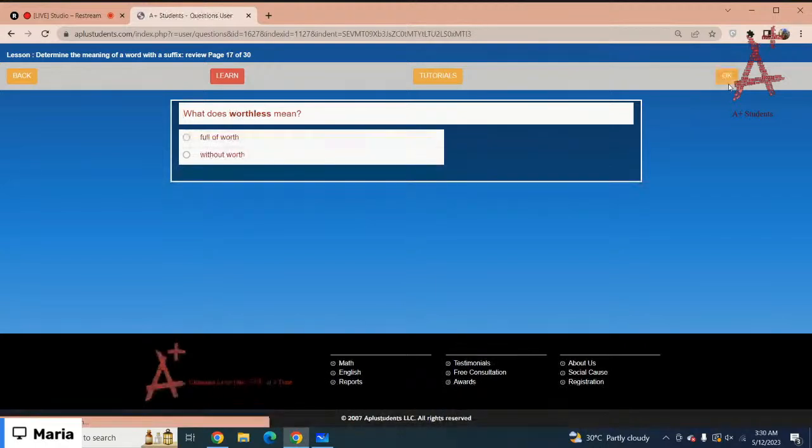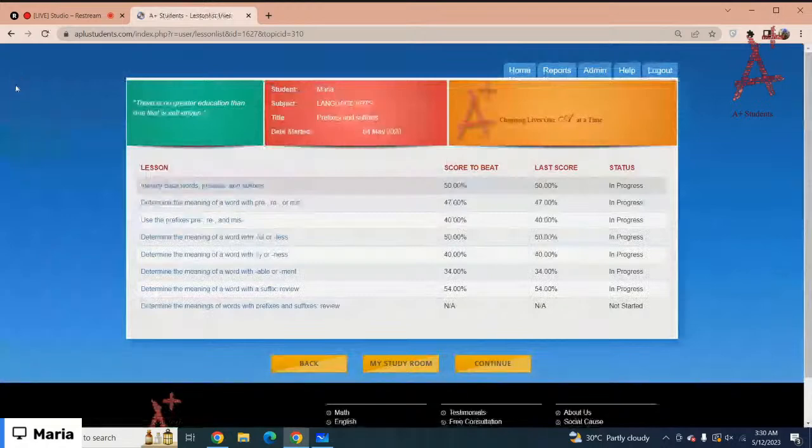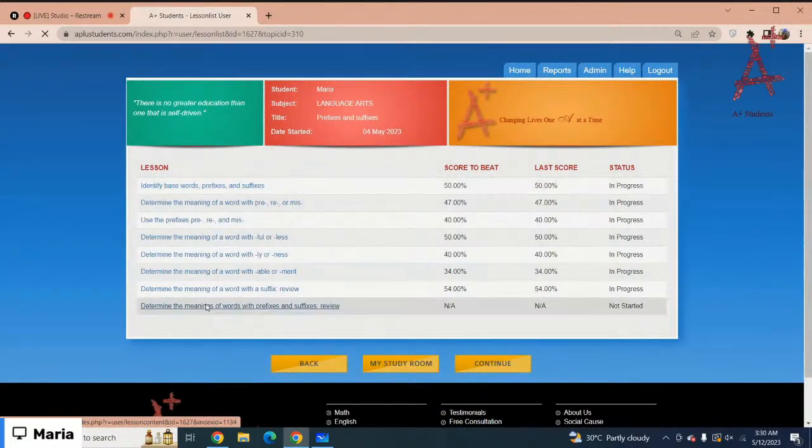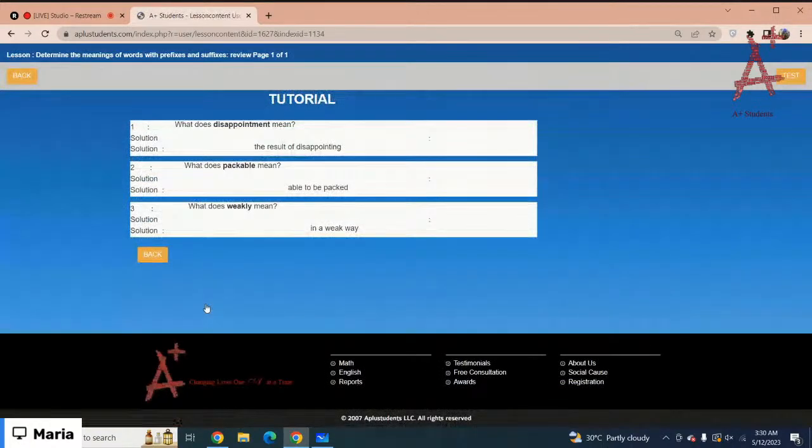Okay, you can complete the test by yourself later today. Let me just move on to the next lesson. The next lesson is the last lesson from the chapter, determine the meaning of a word with suffixes and prefixes. That is the review of the whole chapter. Got it? So let's just start with the lesson.